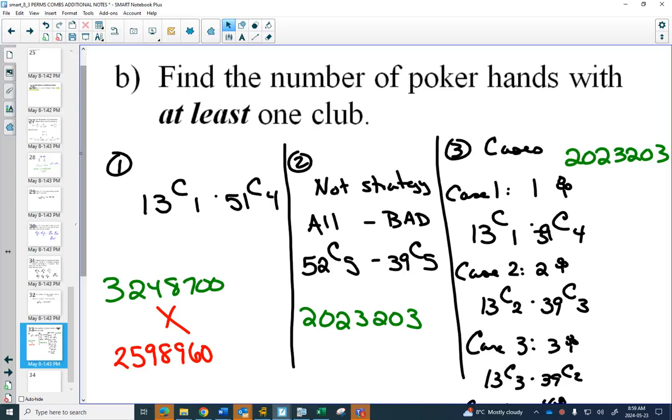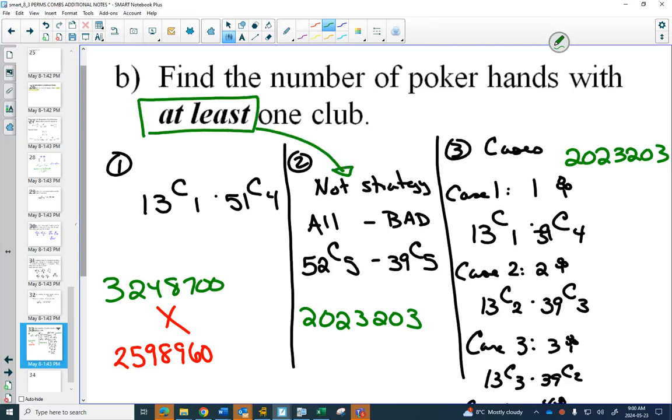Well, that's saying that this method is wrong. But it sounds so good. So we're going to talk about why this method is wrong in a bit. These two both work. I like the middle one as far as the cases work, but it takes forever. So it's just a little bit annoying. The not strategy is way faster. And you'll find that when you get questions with this, at least, it's often hinting that you should use a not strategy.